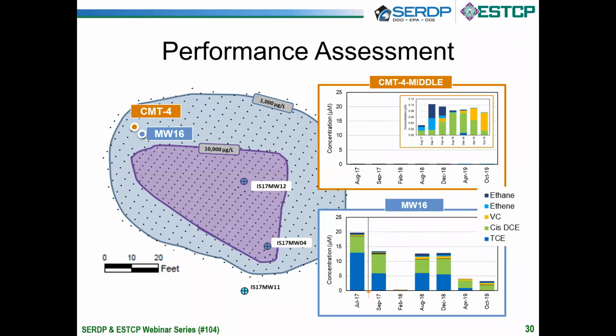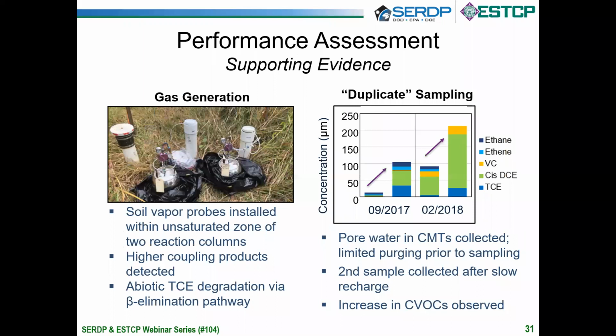So if we skip over to slide 31, we'll just provide some supporting evidence, and then we'll move into some of the closing remarks. We've installed 2 soil vapor probes in the unsaturated zone of a couple of the reaction columns. And what we've found is some higher coupling products detected in that unsaturated zone. These include propane, as well as butane, propene, a variety of others, which again suggests that we're seeing this abiotic TCE degradation pathway, this transformation of TCE into these higher coupling products.